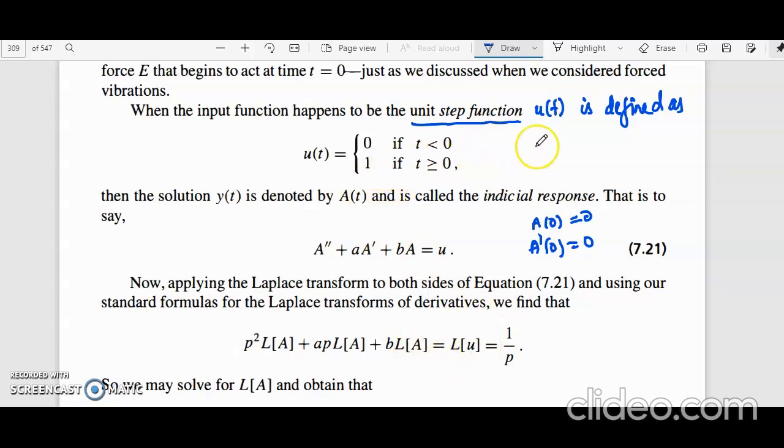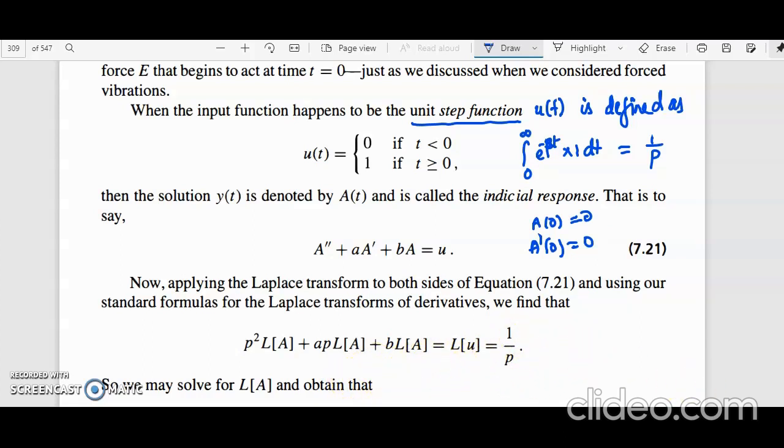Now L of u, when we write it as an integral, the Laplace transform is the integral from 0 to infinity of e raised to minus pt into the function. The value of the function from 0 to infinity is 1. So this integral will be equal to 1 by p. Therefore the Laplace transform of the unit step function will be equal to 1 by p.